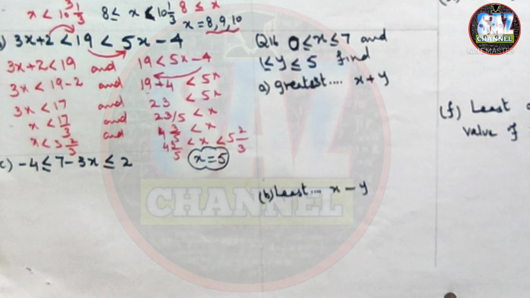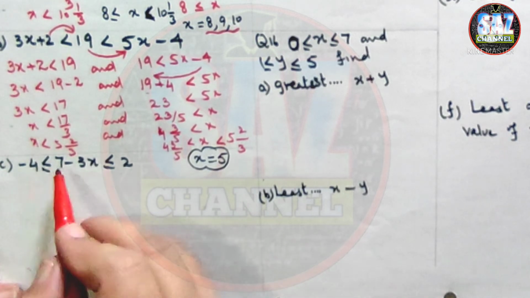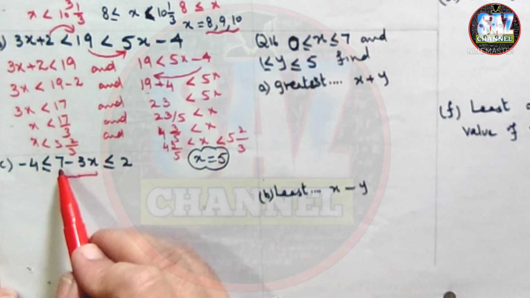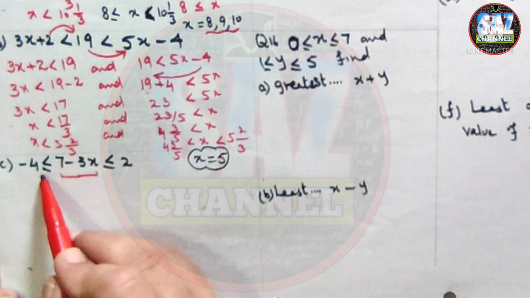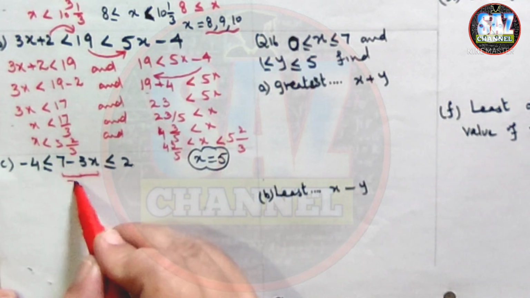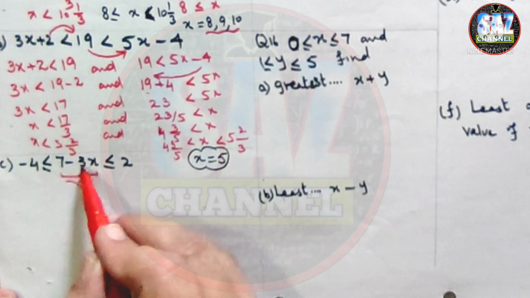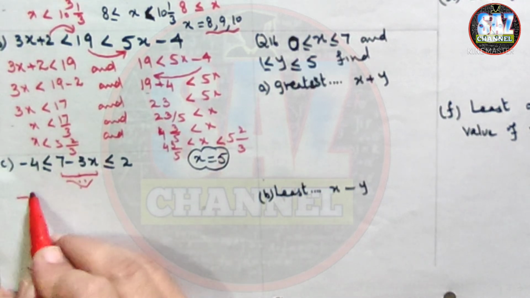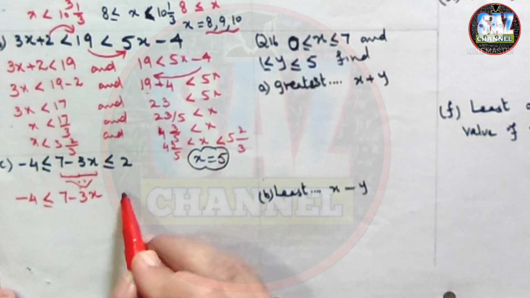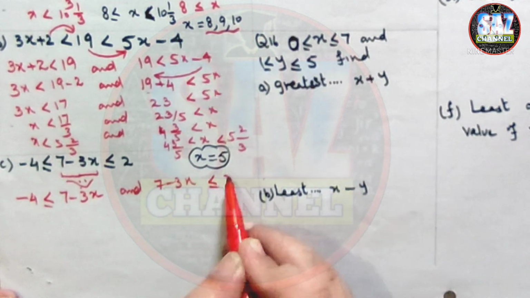Let's move to the next part, that is minus 4 is less than or equal to 7 minus 3x is less than or equal to 2. Okay students, this is the common mistake that most students make: they take the first value with the first part of the inequality and the second value with the second part of the inequality. That is incorrect. This is actually a complete expression. So when you break this inequality, you have to write it completely: minus 4 is less than or equal to 7 minus 3x, and 7 minus 3x is less than or equal to 2.